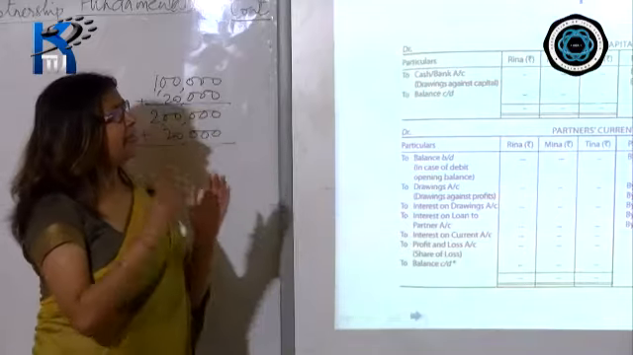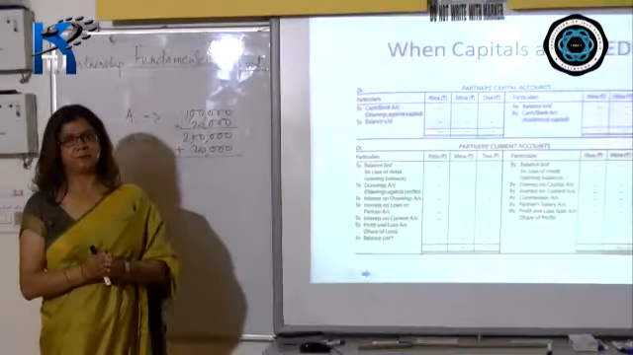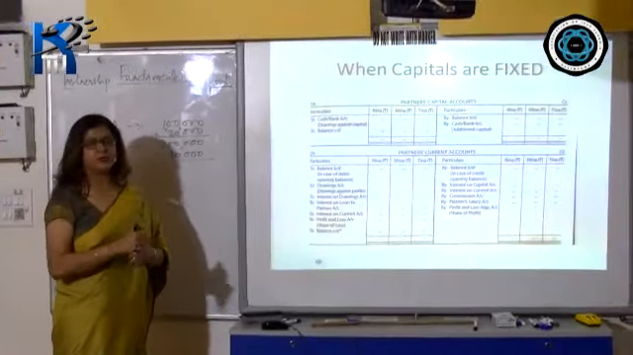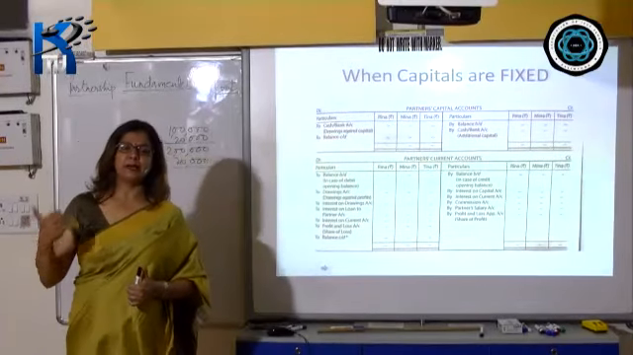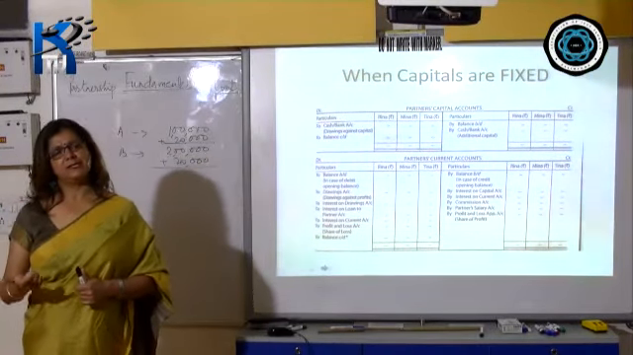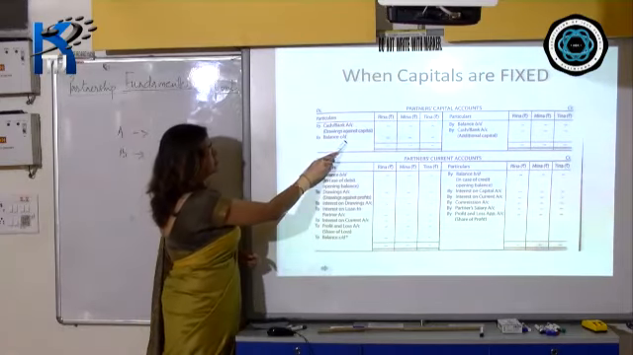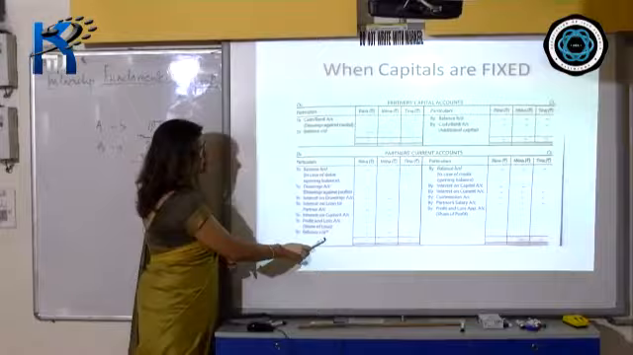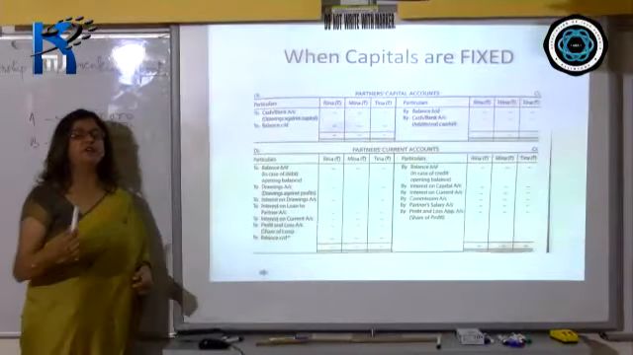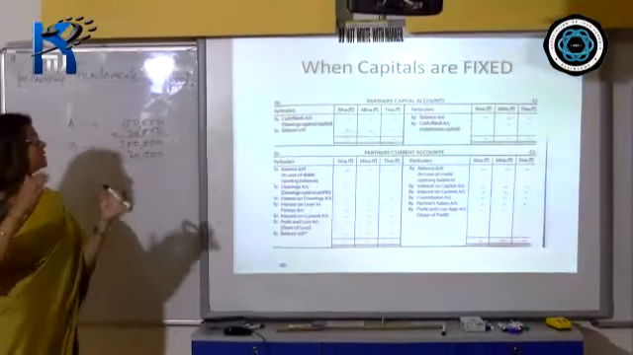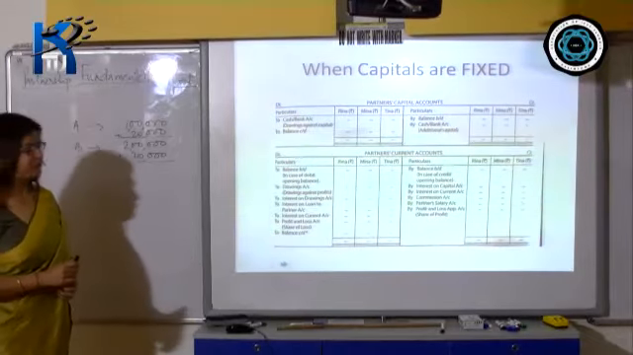So, in case the capitals are fixed, you have two balances. One is the partner's capital balance and the other is the partner's current balance. And both these closing balances, the balance c/d and the balance c/d here in the current account, are transferred to the balance sheet. So this is when the capitals are fixed.